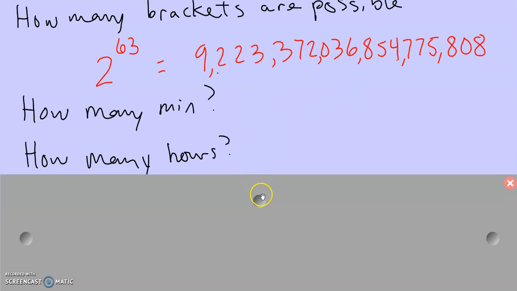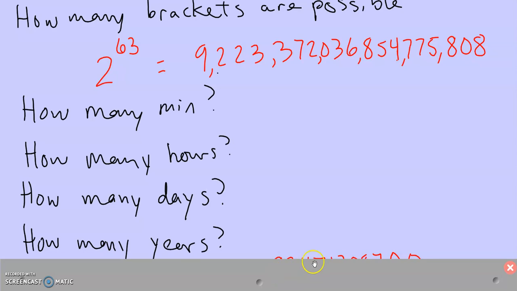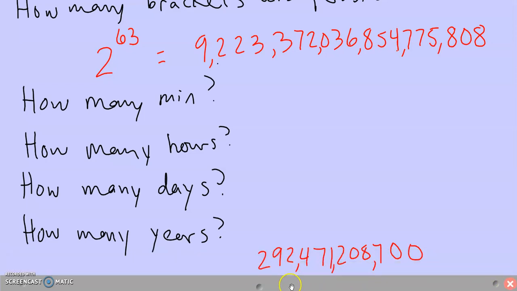But then to convert that to hours, I divide that by 60 because there are 60 minutes in an hour. I'm then going to convert that to days by dividing that by 24 because there are 24 hours in a day. And then finally, let's change that to years. And I'm just going to assume all the years have 365 days, so I'm going to ignore leap years. And it will only take me, oh boy, thousands, millions, billions, 292 billion years to create every possible bracket if all I do every second of every day for those 292 billion years is make 1 bracket a second. I never sleep, I never eat. Every second I just create a new bracket.